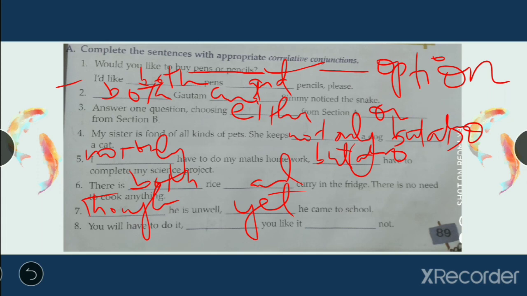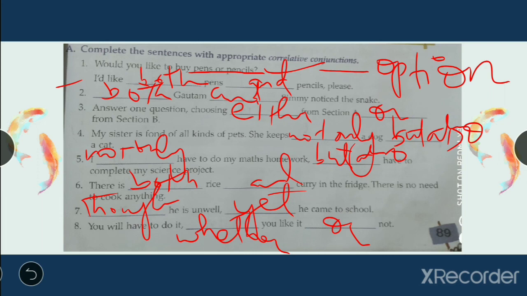Next, you will have to do it. Dash you like it, dash not. You will have to do it means you have to do this work. You like it or not. Okay? So when this option is given to you and it's a compulsion, what we use? Whether or. So what's the answer? Whether or. Okay, so these are the answers of the 8 questions.